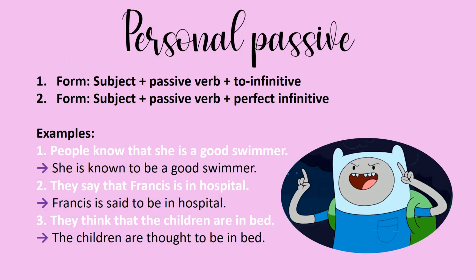Personal passive. The first form is subject plus passive verb plus to infinitive. And the second is subject plus passive verb plus perfect infinitive. Examples. People know that she is a good swimmer, so it will be she is known to be a good swimmer. They say that Francis is in hospital, so it will be Francis is said to be in hospital. And the last one is they think that the children are in bed, so it will be the children are thought to be in bed.